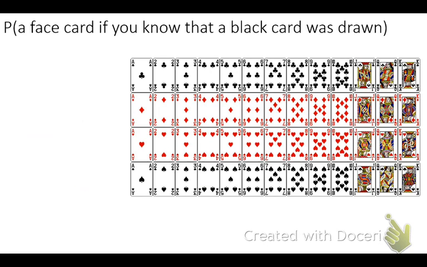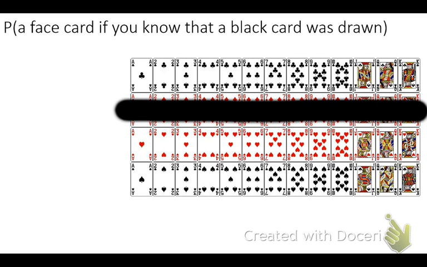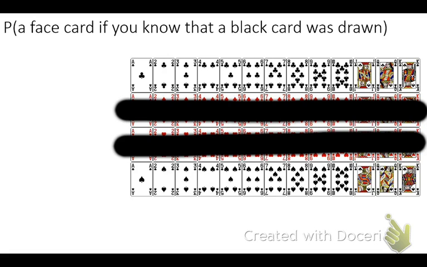So this one says, what is the probability that you are going to grab a face card if you know that a black card was drawn? So let's look what's going to happen. If I know that a black card was already drawn, that means that I could not have drawn a red card. So I'm going to cross off all the red cards. All right, how many cards are left? If I already know that I drew a black card, that means I have a total of 26 cards to choose from. Because there are only 26 cards left now that I've crossed out all of the red ones.